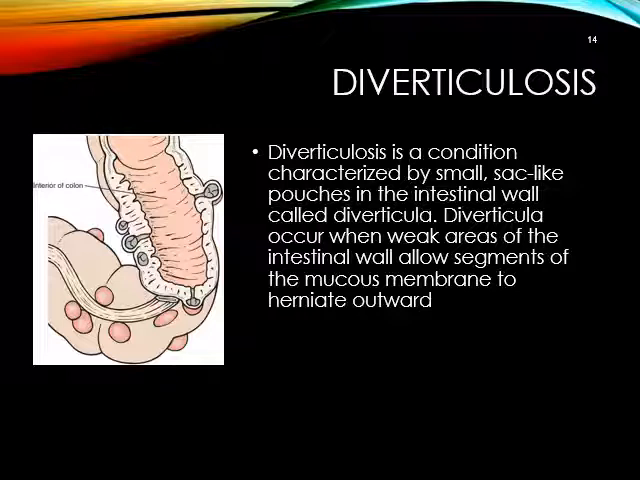Most diverticula are found in the sigmoid colon, and usually more than one exists. So I'm going to be talking about that a lot. Diverticula can cause a problem when stool or food or seeds get stuck in the pouches, and then it causes diverticulitis. So that's a problem.